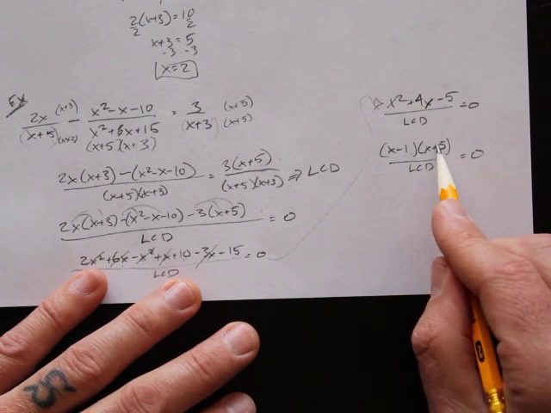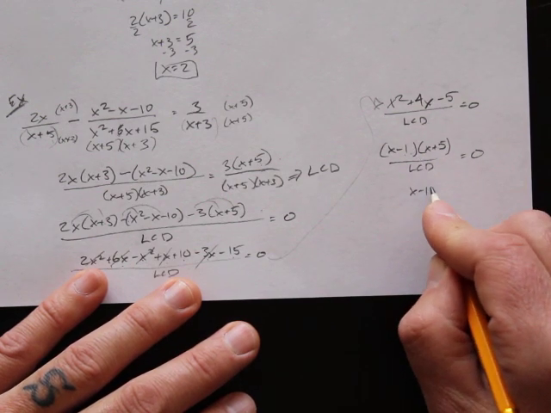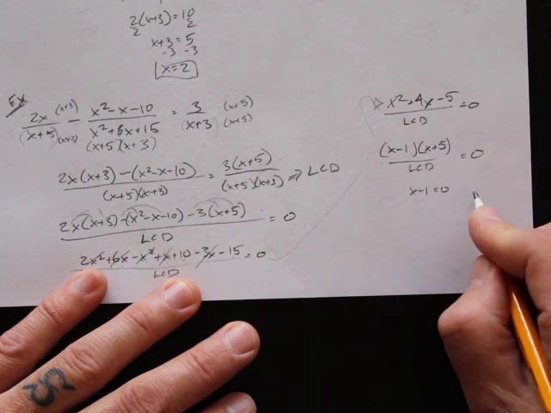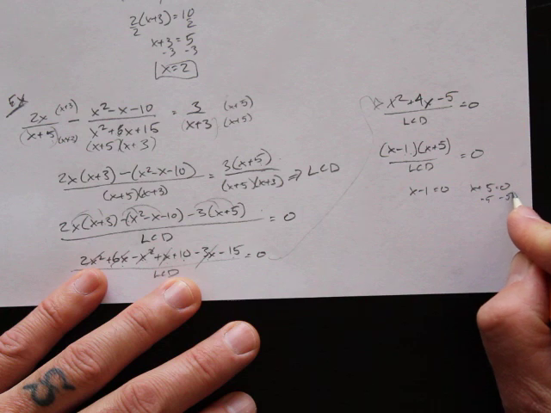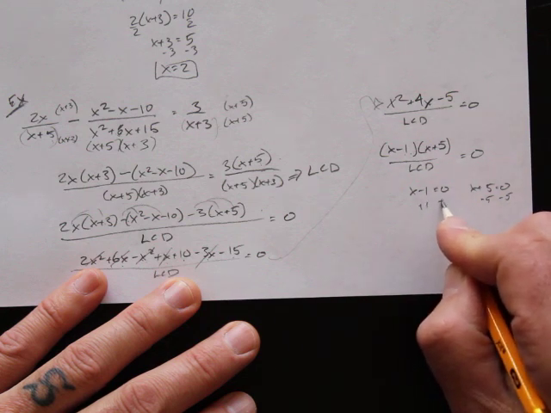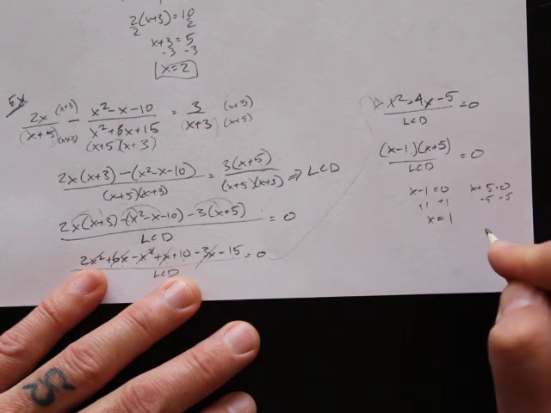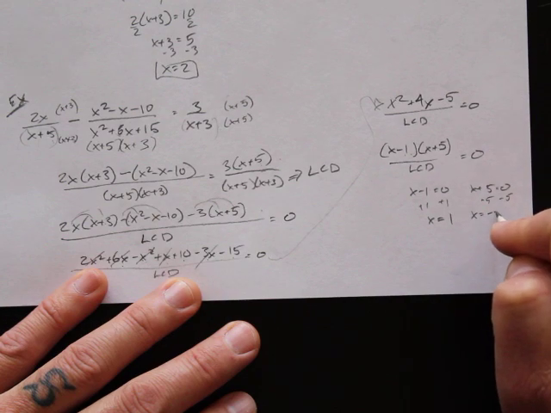So now I just need to solve each of these for 0. x minus 1 equals 0. And x plus 5 equals 0. Subtract 5 from both sides. Add 1 to both sides. x equals 1 and x equals negative 5.